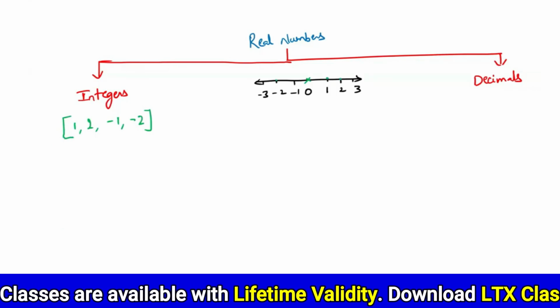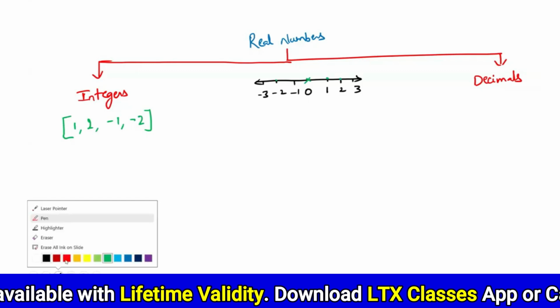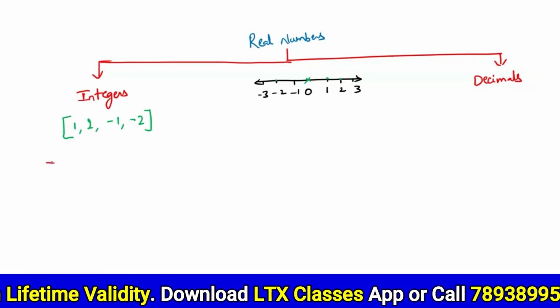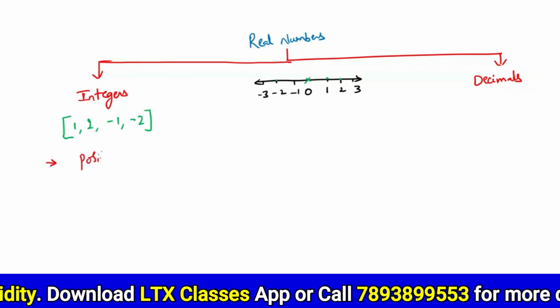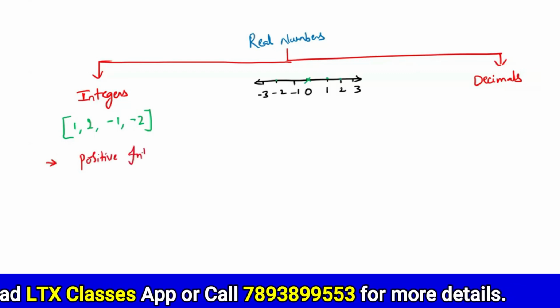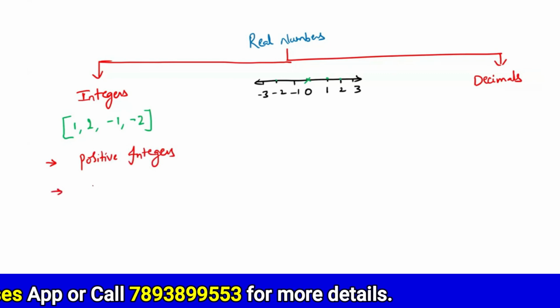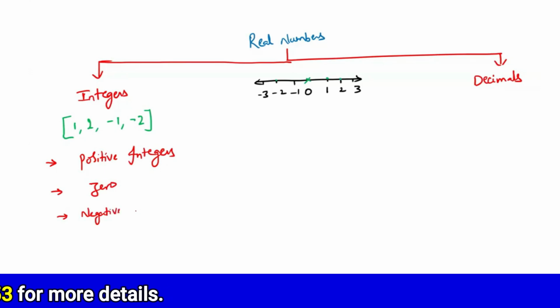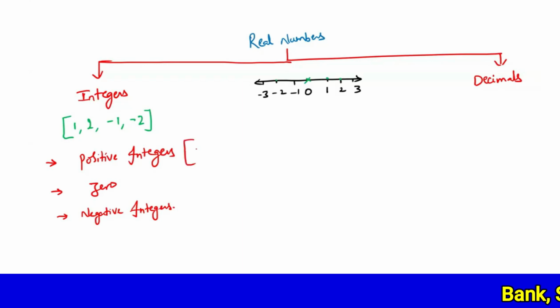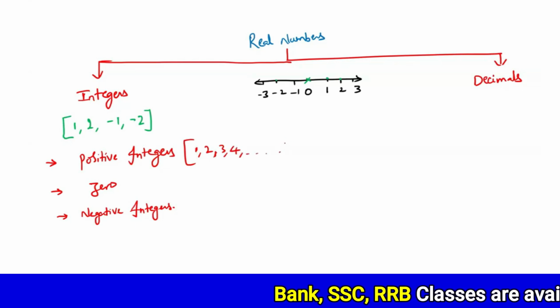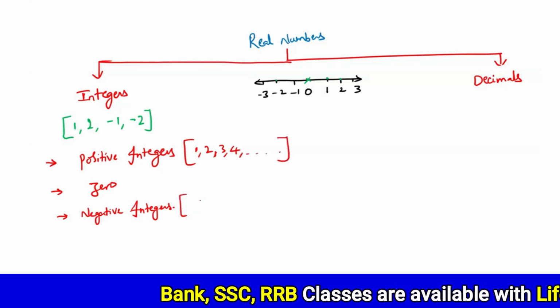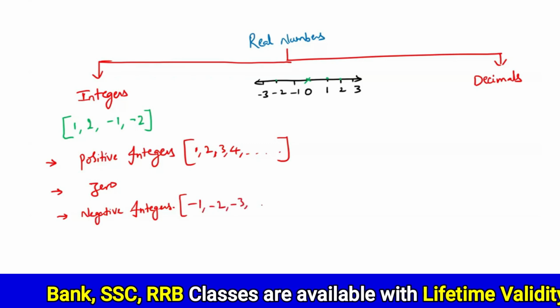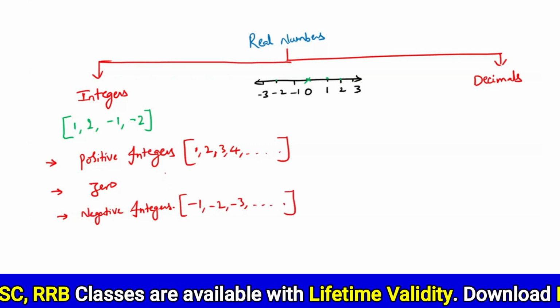And again, there will be a further classification regarding integers. The further classification will be positive integers, next 0, and negative integers. Yes, correct. Now coming to positive integers, numbers like 1, 2, 3, 4, and so on, all will be considered positive integers. Negative integers are like -1, -2, -3 and so on. And 0 will be represented like this.